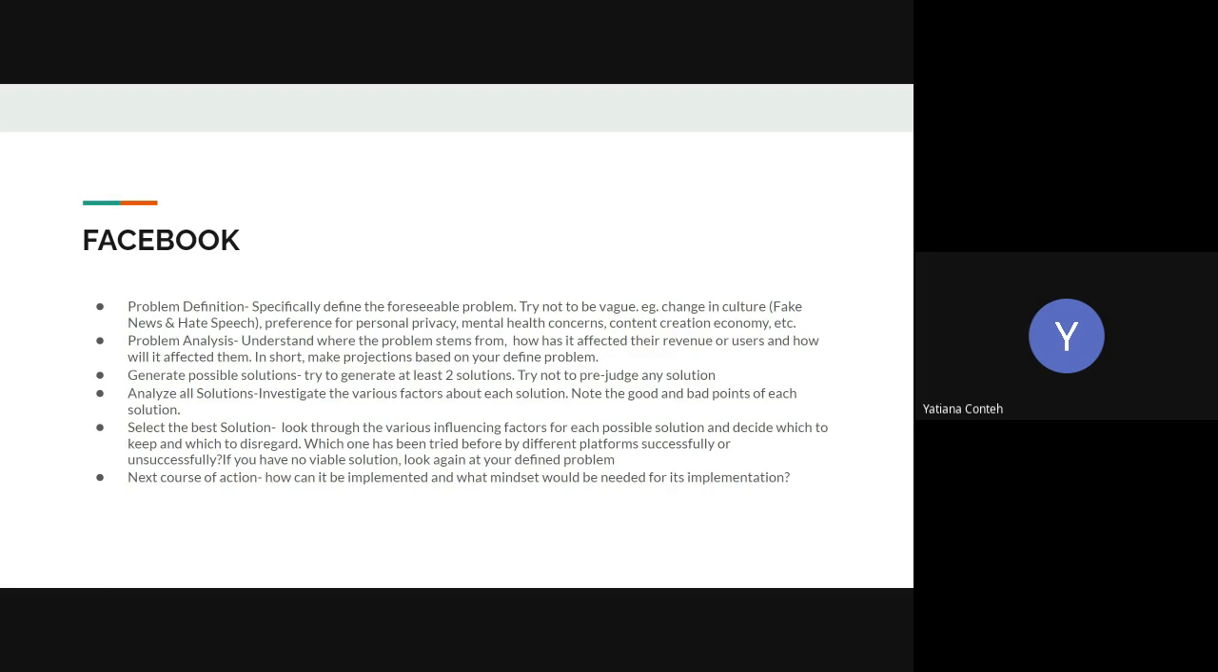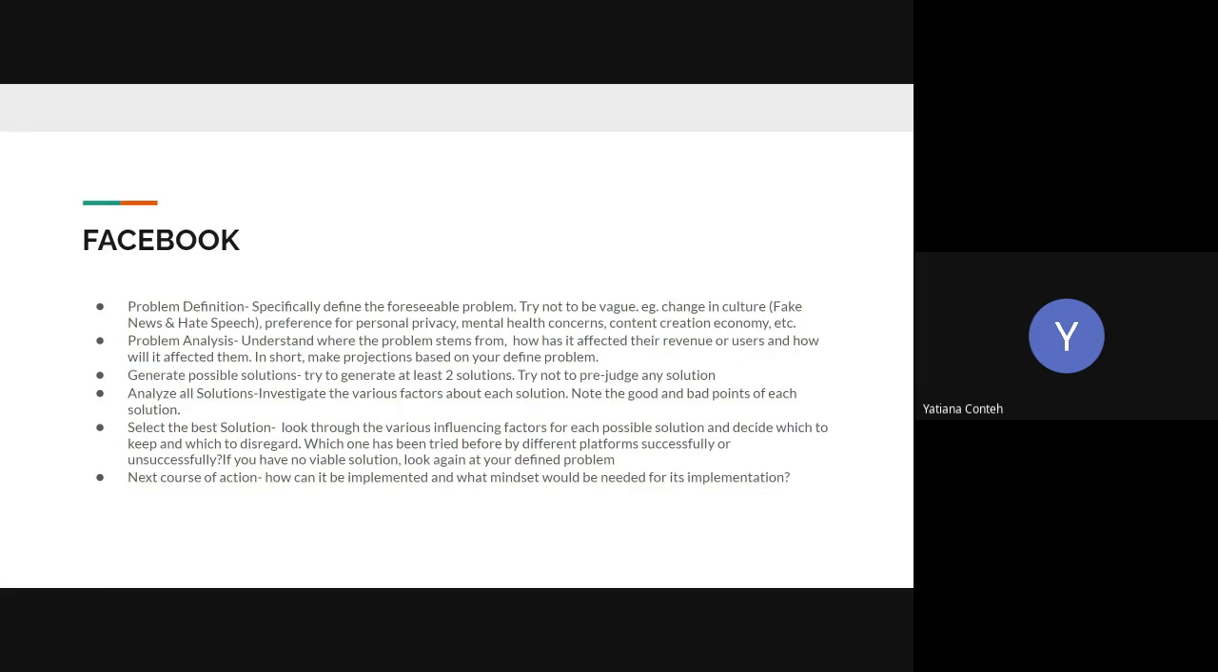Okay? Now, if you have no viable solution, that means if after looking at the different factors, you really don't think any of these solutions would actually work, it takes you back to the first point, your problem definition. Probably you did not define the problem as clear as possible, or maybe it's not a problem that would actually happen, okay? So you go back to your defined problem and try to make it as specific as possible. Then the last point is implementing whatever solution you've generated, okay? How can it be implemented? What mindsets will be needed for its implementation? What are the factors?